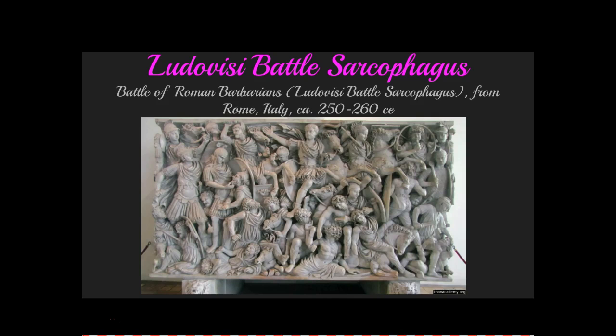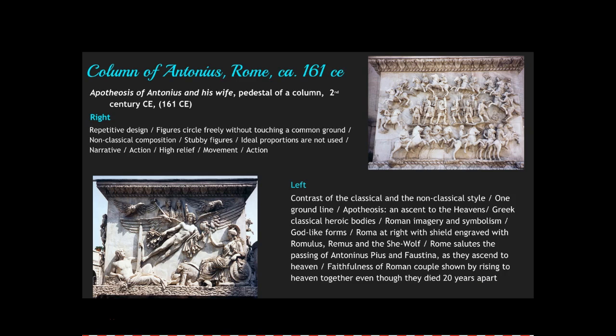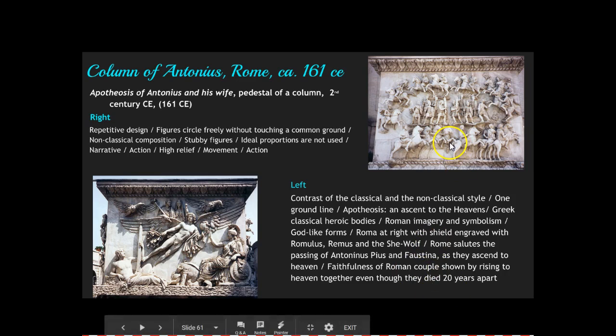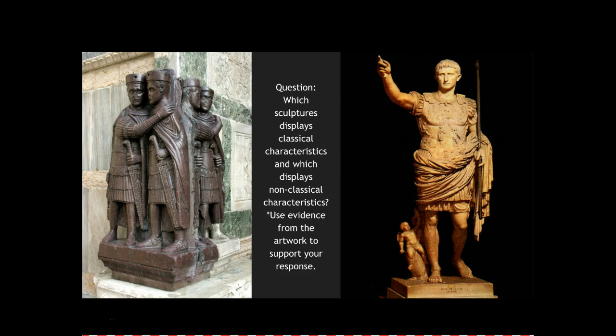The Ludovisi battle sarcophagus. What we're seeing here is what we saw earlier, way back here. The movement of form around the piece. We're seeing that it's more of an impression of what battle is really like. There's bodies everywhere, writhing in pain, those sort of things. We'll talk more about this during our discussions in class because, again, this is one of your artifacts.